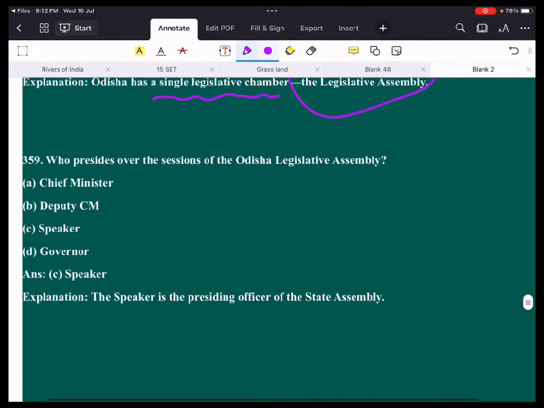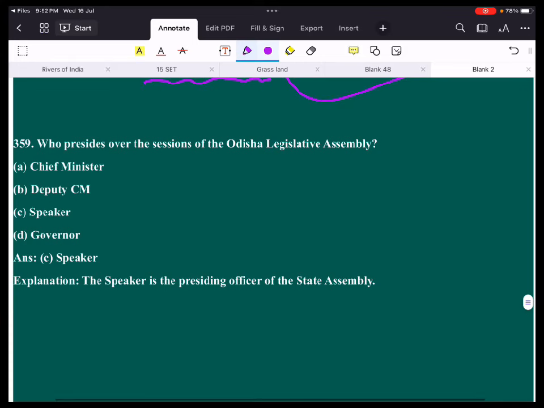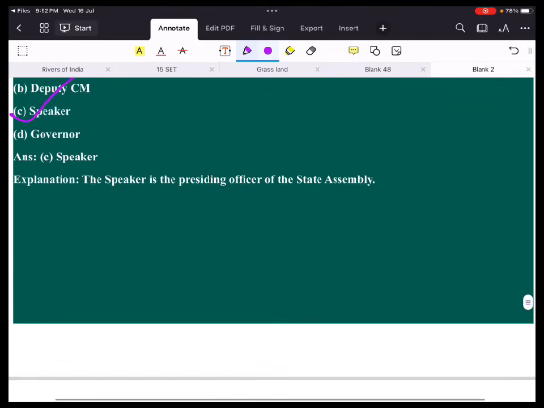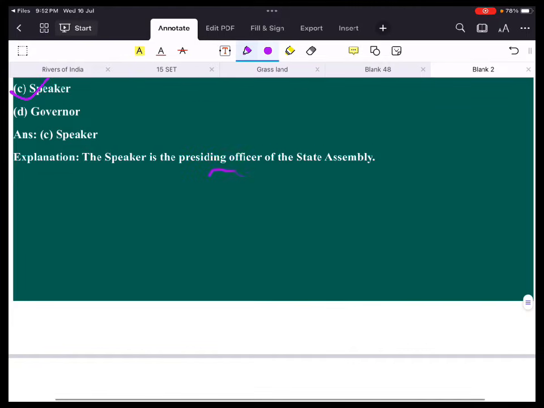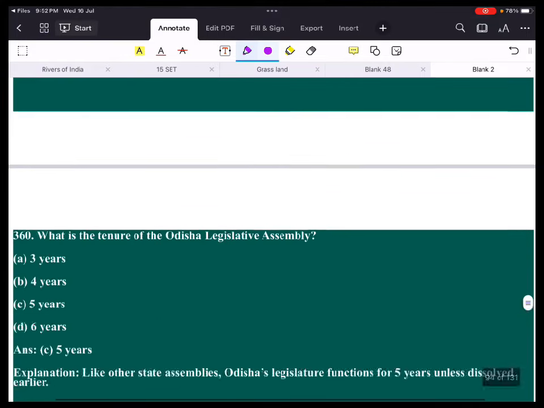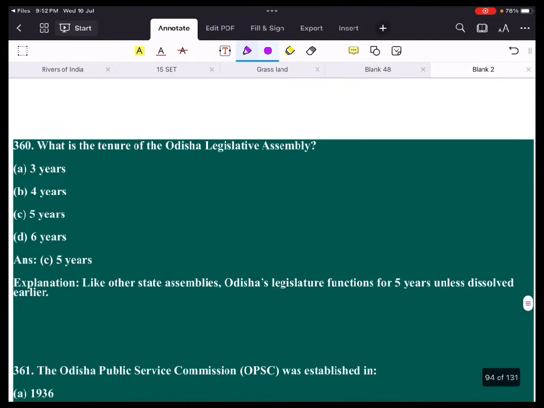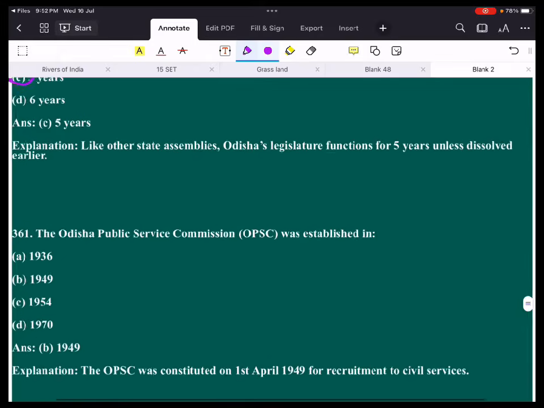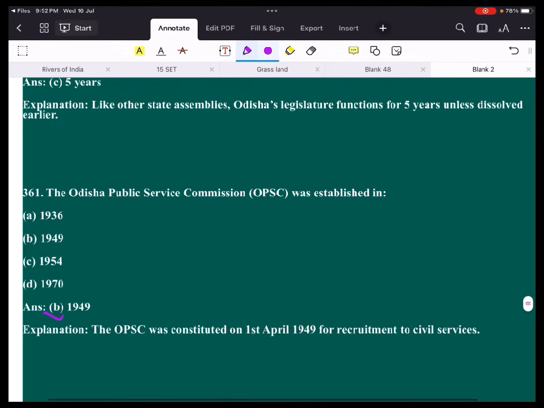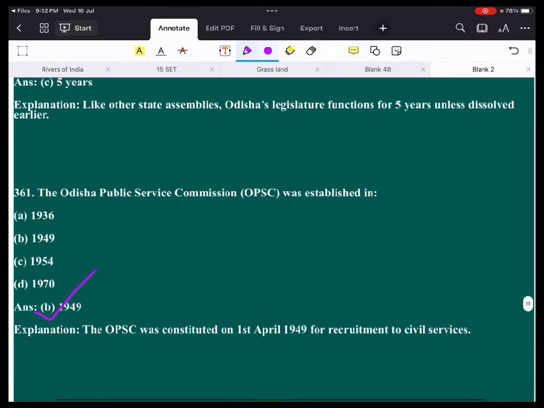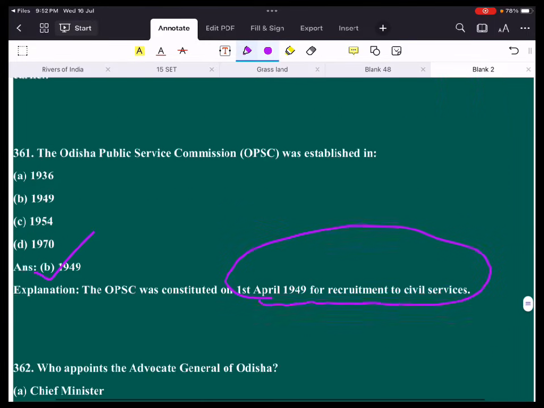Who presides over the session of the Odisha Legislative Assembly? That is the Speaker, option C. The Speaker is the presiding officer of the State Assembly. What is the tenure of the Odisha Legislative Assembly? Option C, 5 years. The Odisha Public Service Commission was established on 1st April 1949 for recruitment to civil services.